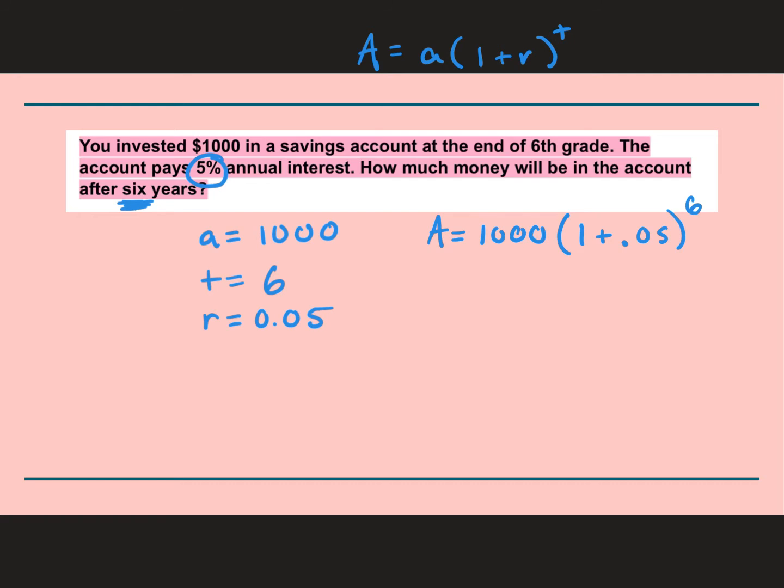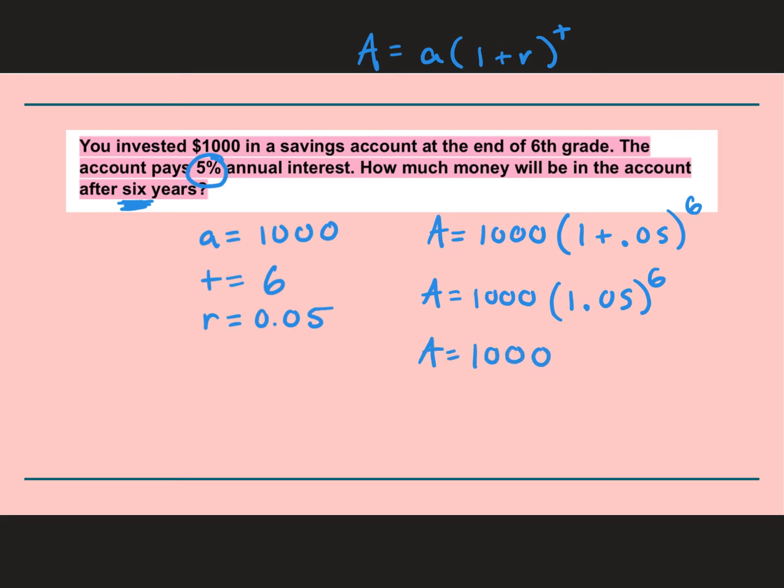Now we want to put this into our calculator. It's super important when evaluating this that we follow PEMDAS. We got to follow our order of operations. What should we do first? 1 plus 0.05. So 1 plus 0.05 would be 1.05. So we got to do the parentheses first. What should we do next?